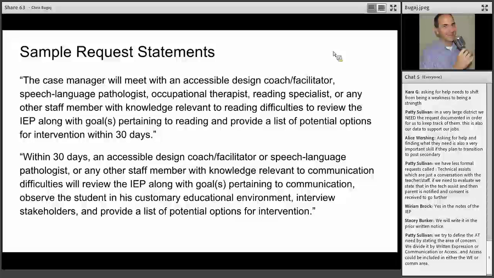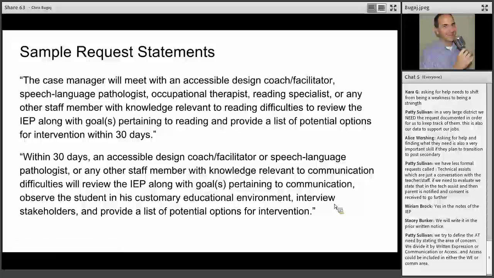Alternatively, as another example, within 30 days, an accessible design coach or a speech language pathologist or someone who knows about communication is going to review the IEP goals pertaining to communication, and they're going to observe the actual student. Notice how in the first description there wasn't an observation, but in the second description there is one. You're specifically stating whether an observation is going to happen or not, whether an interview or a discussion is going to happen, who are the stakeholders, meaning all the people working with that student, including the parent, maybe the student, especially at the secondary level. And then you're going to provide a list of options that the IEP team then can go back and consider.